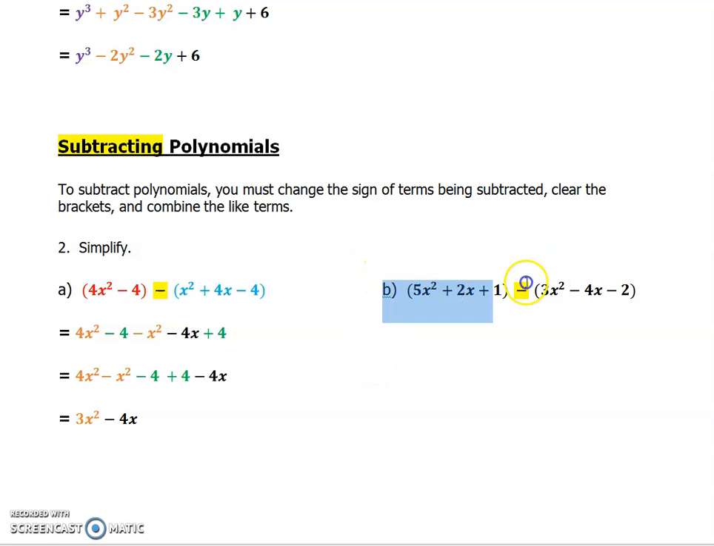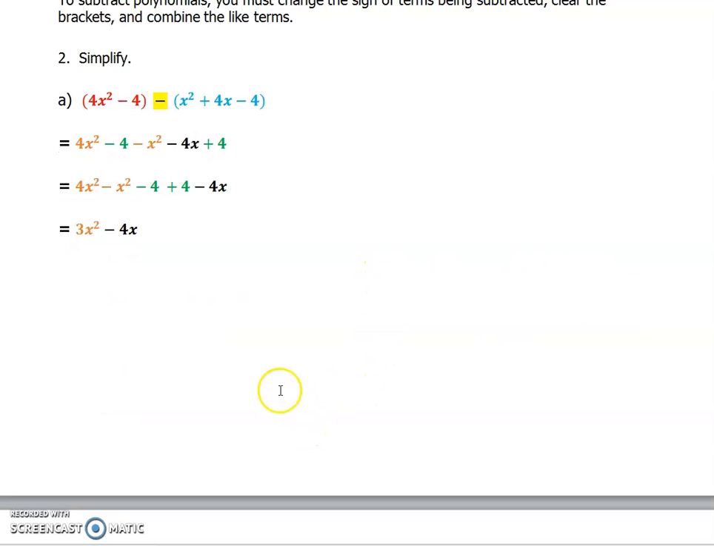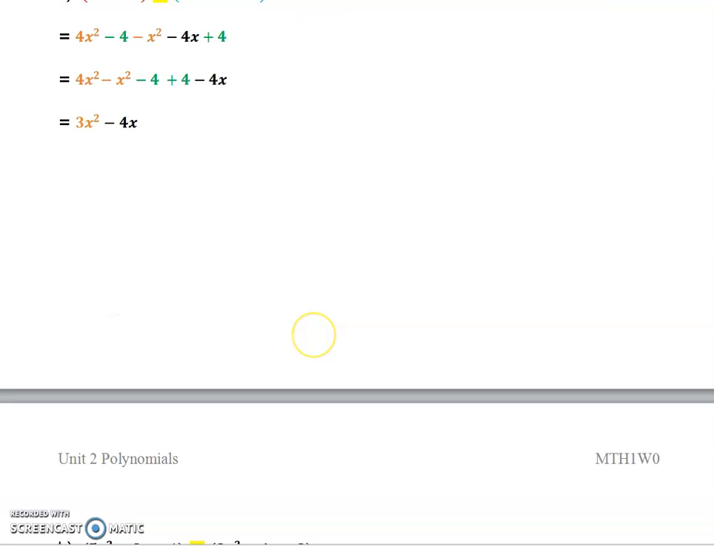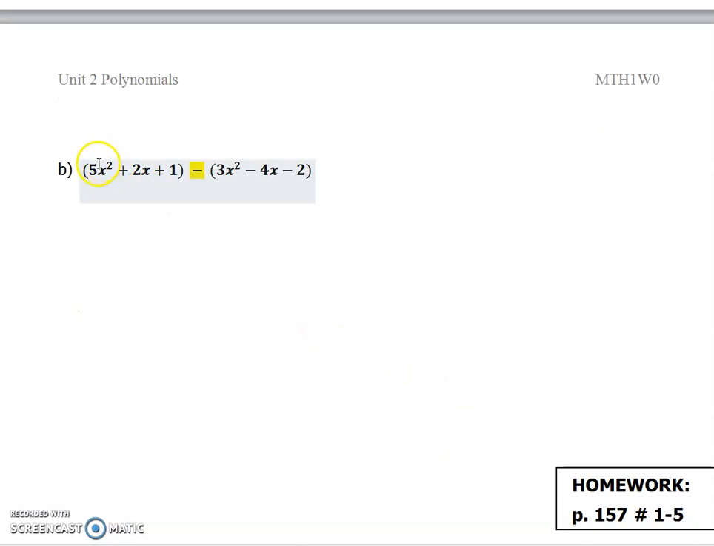All right, the last one, let me see if I can get some space here. It's probably easier if I just write it down here. Now I'll just do a new page. Okay, we'll start down here. All right, so it's probably easier for you to see if I color coordinate like I did before. I have a trinomial subtracting another trinomial.